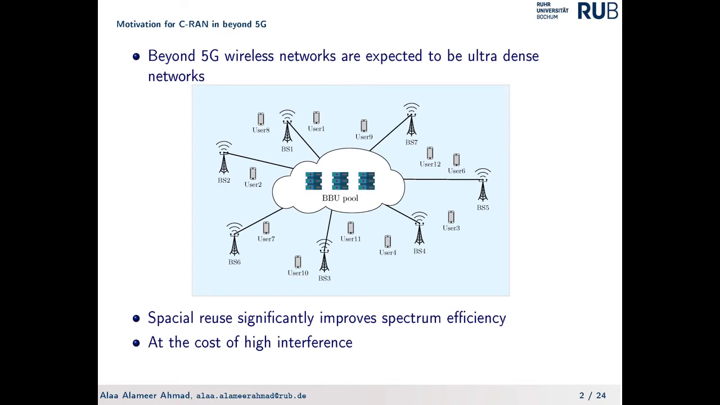We start by motivating CRAN architecture in 5G communication networks and beyond. 5G communication networks and beyond are expected to be dense. In cloud radio access networks, we make use of cloud computing technologies to manage a large set of base stations which are connected to the cloud via limited capacity fronthaul links, as we see in this figure. In this architecture, the central processor at the cloud can efficiently allocate resources at the network and enable the spatial reuse, which boosts the spectral efficiency in wireless networks. However, the interference becomes a bottleneck in achieving a good performance.